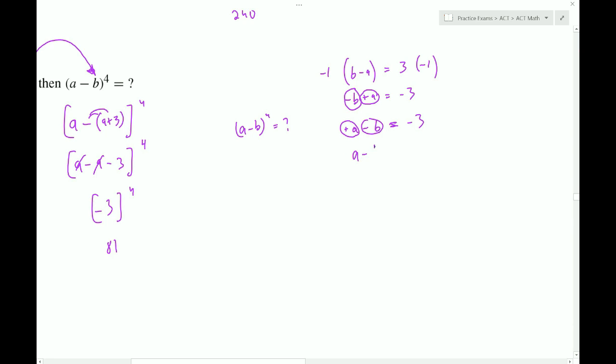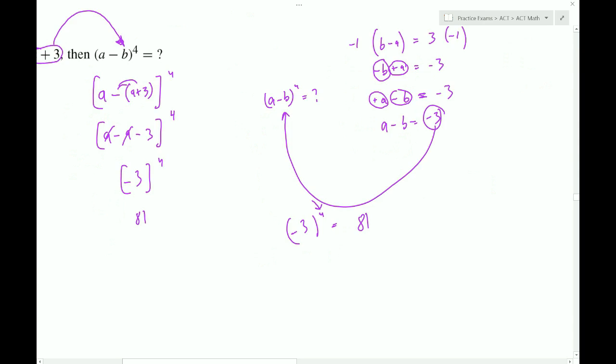So we know that a minus b is equal to negative 3. So we could take this and plug it in for a minus b. We get negative 3 to the fourth, which is, again, 81. Anytime you have a negative raised to an even power, it becomes positive, right?